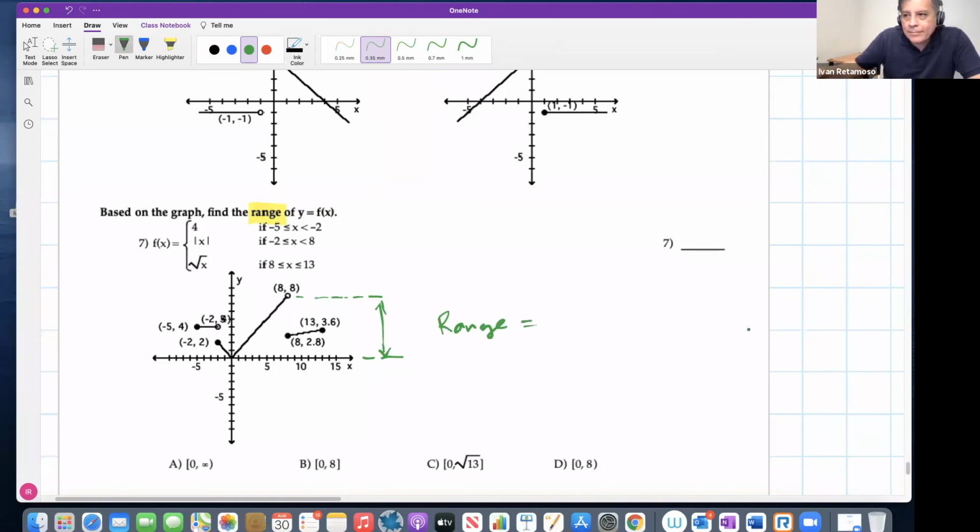Range equals from 0, the lowest, up to 8. So 0 with a bracket, because 0 is part of the graph, up to 8. But 8, notice, is not part of the graph. There's a hollow circle there. So you have to put 8 and attach to it a parenthesis. Okay, guys.